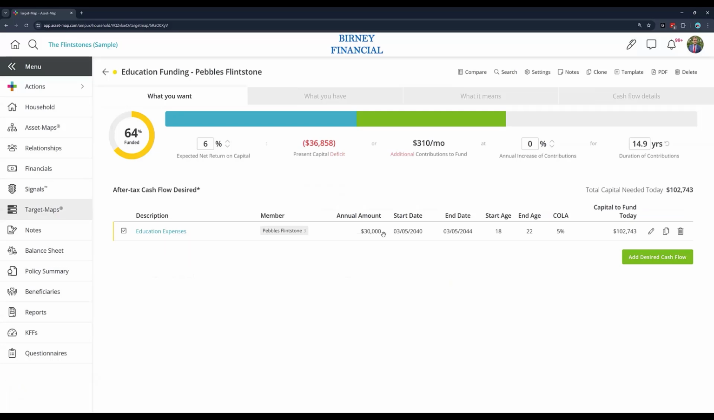Well, I'm looking at $30,000 for the 4 years she's in school, increasing by 5%. I need about 103. Now, many advisors ask, hey, John, what is that $30,000 in 2040? It's a great question. And those numbers live over here in the cash flow details, all the way on the right. We will take a quick peek right now. We'll dive a whole lot deeper during our retirement conversation.